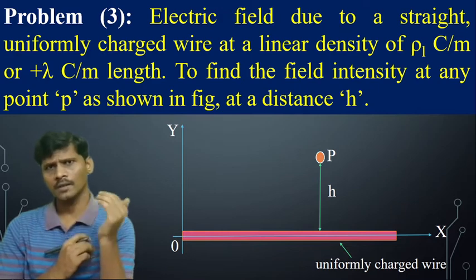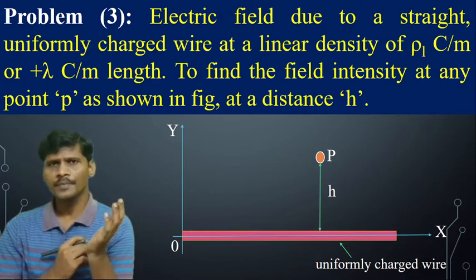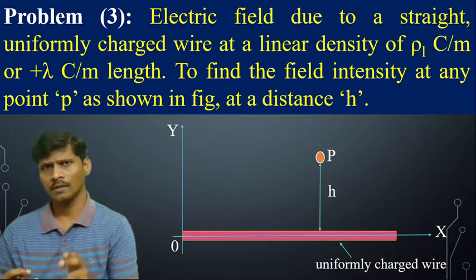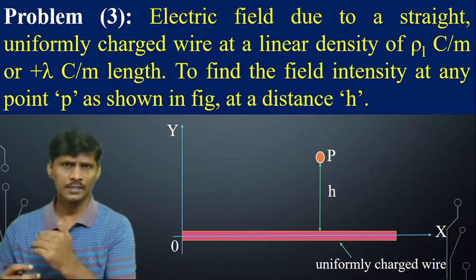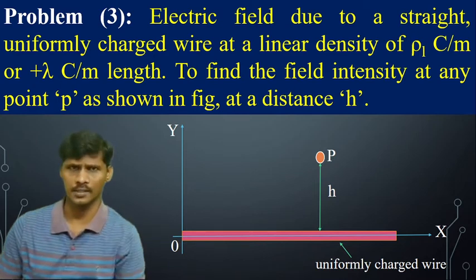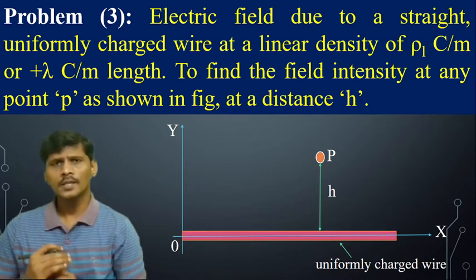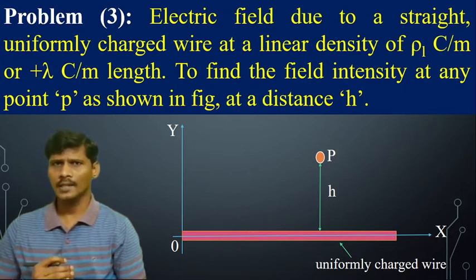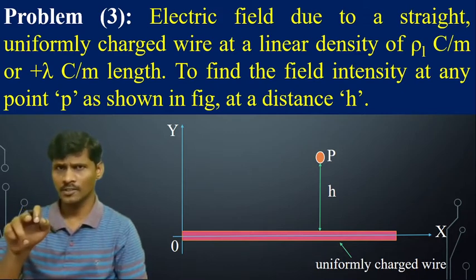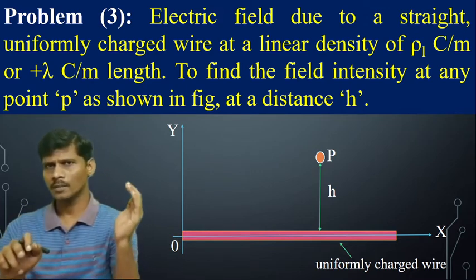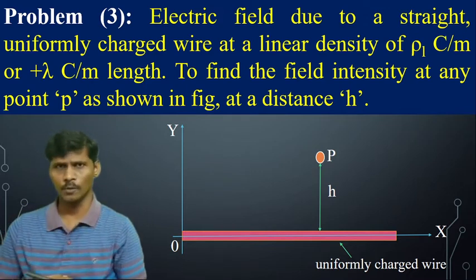In the previous examples, the electric field intensity was calculated on an axis, that is the x-axis, y-axis or z-axis. Now, in this example, the electric field intensity is calculated in the plane. That is the difference between the previous examples and this example.